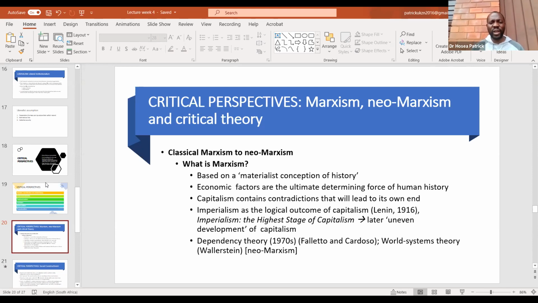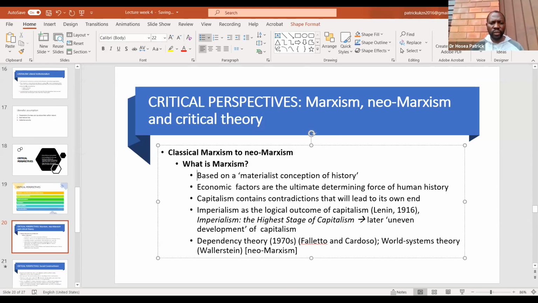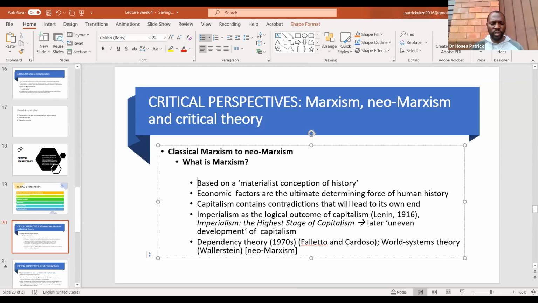So what exactly is Marxism all about? Marxism is based on the materialistic conception of history. And what do we imply by that? Karl Marx, as the major proponent of Marxism, argued that the human society is based on a class system. And I need to add that here. I'll just be adding and then I'll be discussing that. Class struggle.